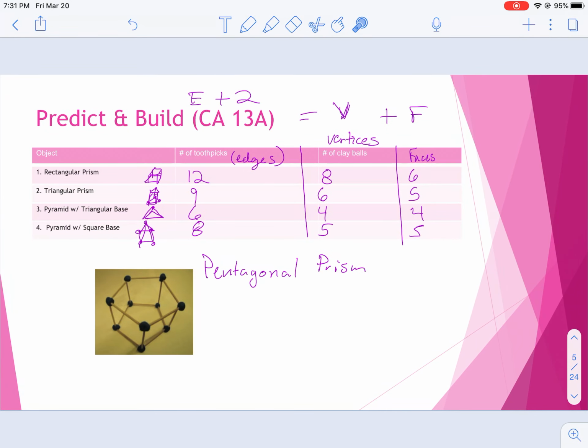Quick review. Looking at polyhedra, where the faces come together are called edges. Where multiple faces meet is called a vertex, and the actual face is the flat part.